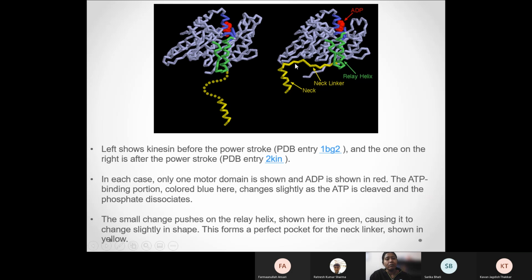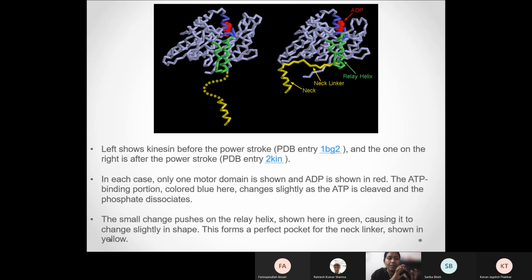And what people found was that the orientation of this neck linker region with respect to the head changes whether you have ATP bound to the head, to this motor domain, or you have hydrolysis of ATP to ADP. So every time the ATP is bound to the head, this neck linker region seemed to bury itself inside the head. And that created a condition of the power stroke.